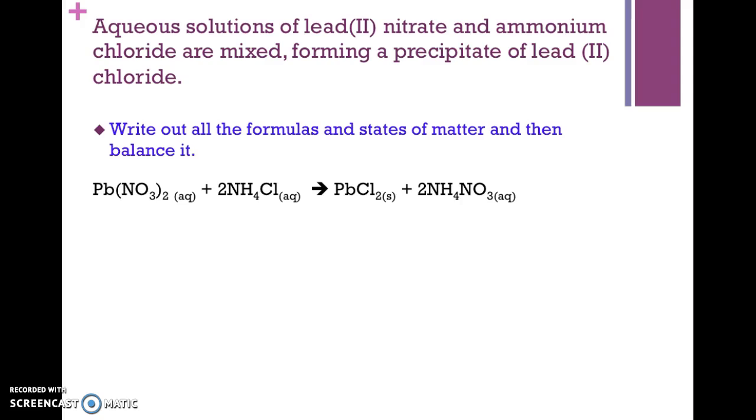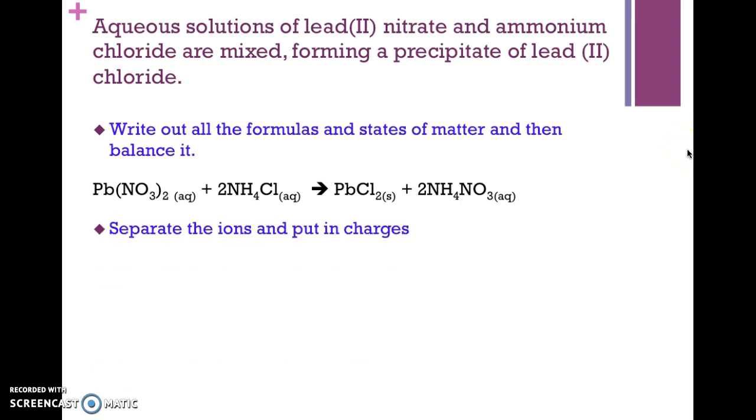So we see lead(II) gives away 2 electrons, nitrate, so it would be Pb(NO3)2. It's an aqueous solution mixed in with ammonium chloride, forms lead(II) chloride and ammonium nitrate. Well, the next thing we do is we want to balance it. We see that we have 2 NH4s on one side, so we need 2 NH4s on the other side. So we put a 2 as the coefficient. Remember, we never change the subscripts because the subscripts are indicating that we have a neutral compound.